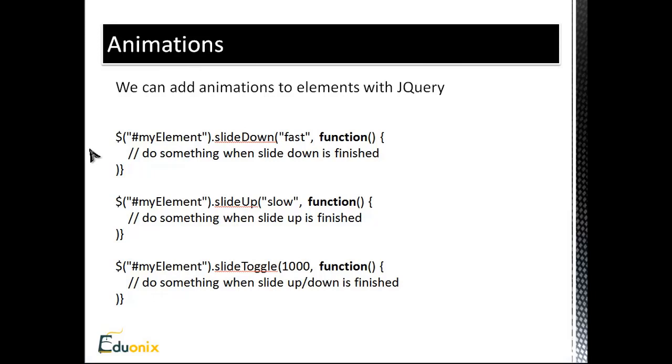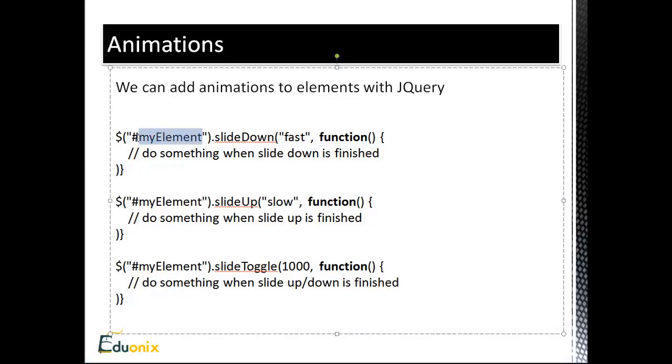Animations. We can add animations to elements with jQuery. Here's an example. So we're saying the element with the ID of my element, we're going to say slide down. So that's going to make something slide down, and that takes a parameter, or a few parameters, the first being the speed. We can use a numeric value, or we can actually use these keywords, slow, fast, and then the next parameter is the actual function that we want to happen when the slide is finished. And here we have the same thing, except it's slide up, and we also have slide toggle.